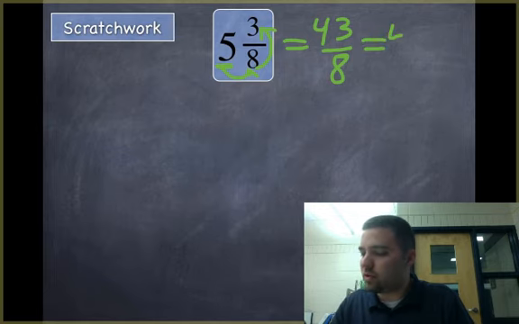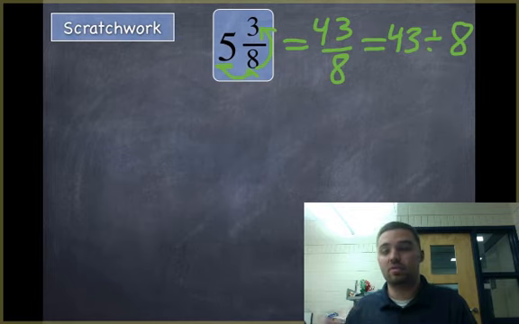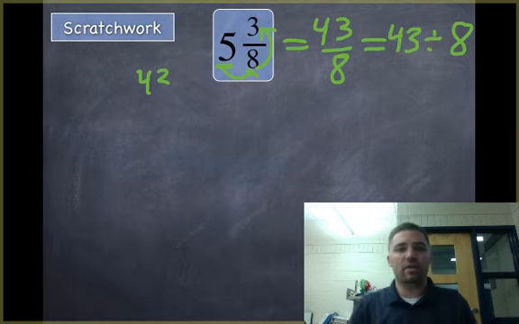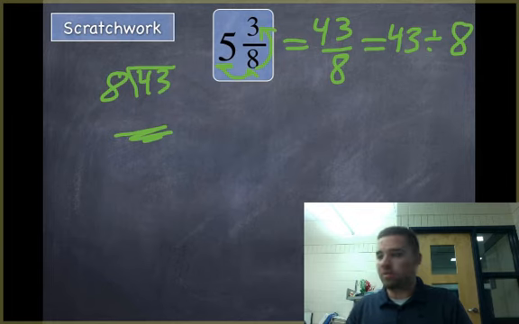So this is really 43 divided by 8. Okay, so let's do some scratch work. Let's actually do 43 divided by 8. 43 divided by 8. And the question is, oh, you can't see that. Oh, wait, now you can.